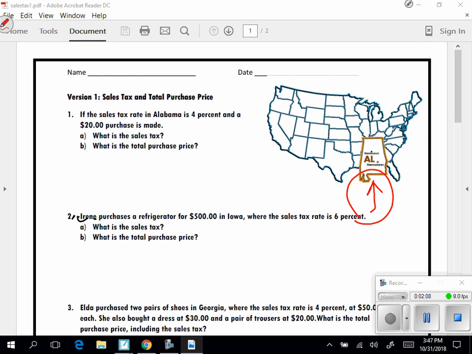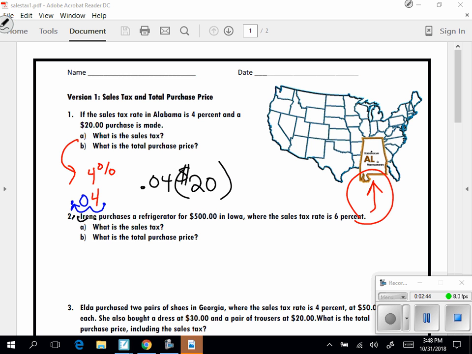The rate is 4%. We're going to start by figuring out A. We write down 4%, and we change the 4% to a decimal by removing the percent sign and moving the decimal twice to the left. Remember, percent to decimal, from 4 to 0.04, that number became smaller. So 4% is equal to 0.04. 4% of what? It's 4% of the purchase price. And the purchase price, we spent $20.